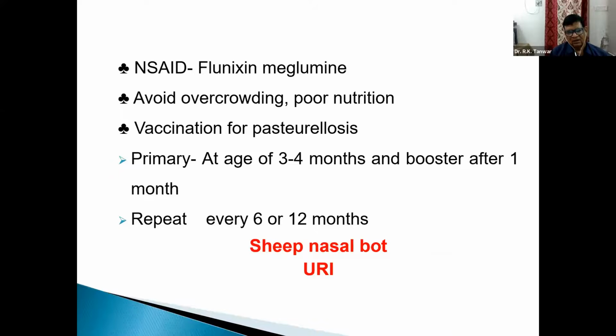Vaccination for pasteurellosis: I don't think that in flocks there is a vaccination for pasteurellosis as there is in cattle and sheep. The nasal botfly in sheep was already listed by Ashok in one of his posts in the zero grazing group. This is also a problem.